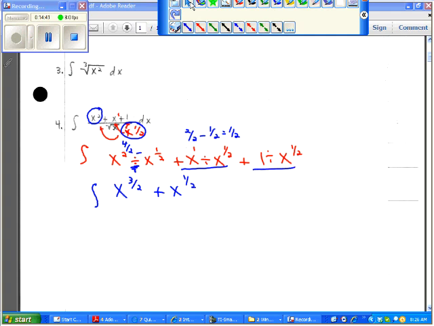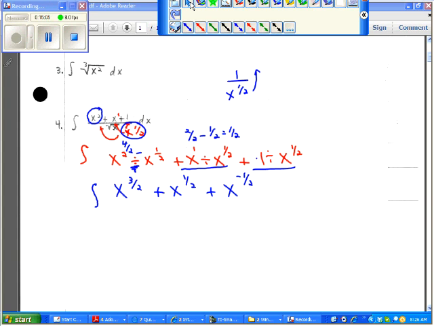And then what's 1 divided by x to the half? How do we write that? It's like 1 over x to the half, but how do you write that with it on top? x to the negative 1/2. There you go, x to the negative 1/2.